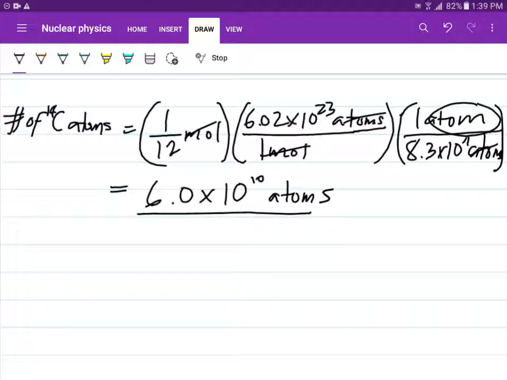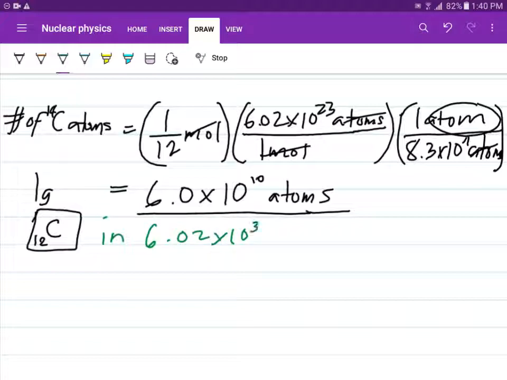atoms. So say you have a sample of carbon-12 with some carbon-14 in it, 1 gram of sample. So in 6.02 times 10 to the 23 atoms of carbon-12, you can find that there is 1 carbon-14 atom in that 1 gram.